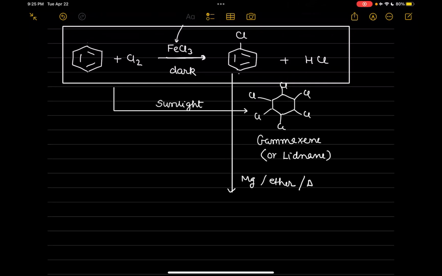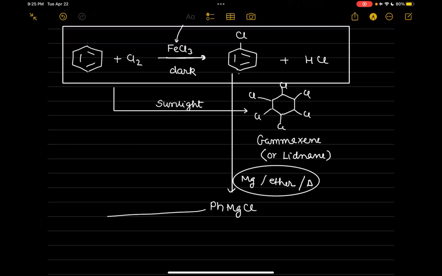Zainab and Jasleen. Yes, sir. In short, I can write PhMgCl. Mg got inserted between the benzene and chlorine. Ibrahim, is it clear or not? Yes. This is the formation of Grignard reagent. Clear?